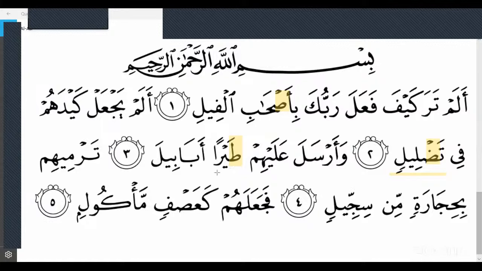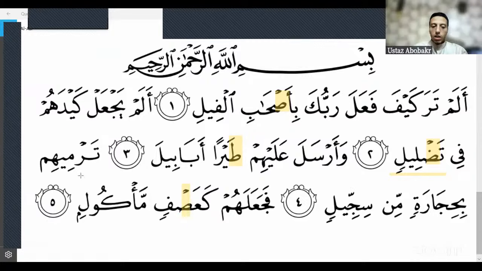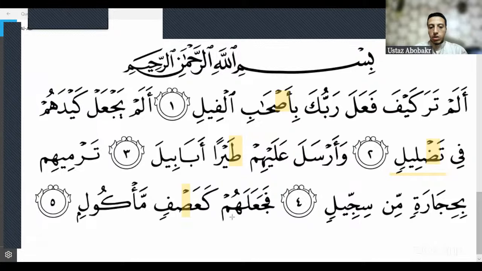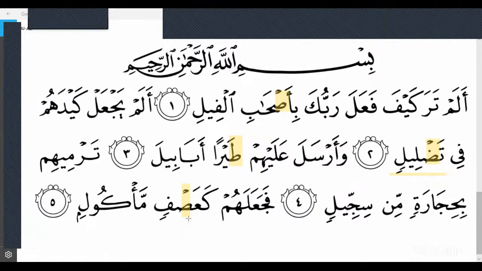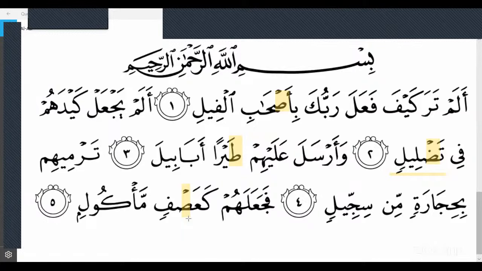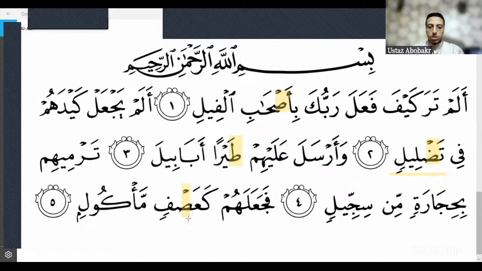ترميهم بحجارة من سجيل، فجعلهم كعصف مأكول. We don't have any heavy letters in the fourth ayah, like the previous ones. Only letter صاد is heavy here, so we say كعصف. We have to avoid saying it in a way that makes it light. It should be كعصف مأكول.